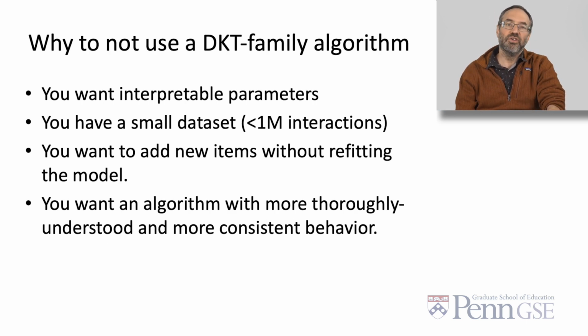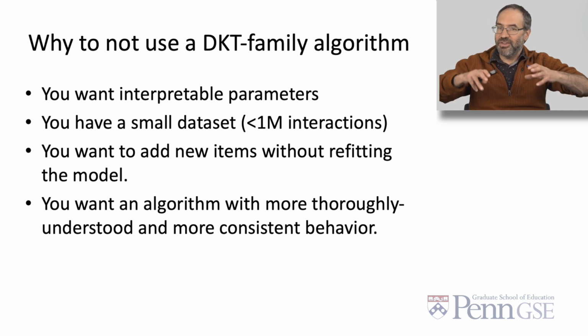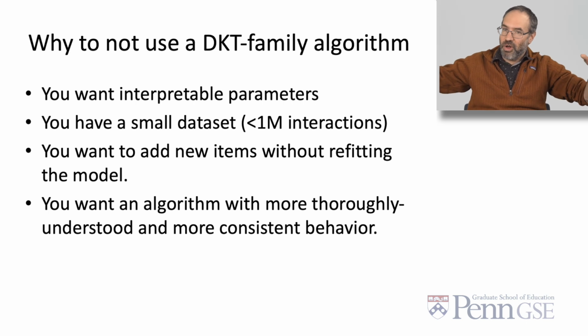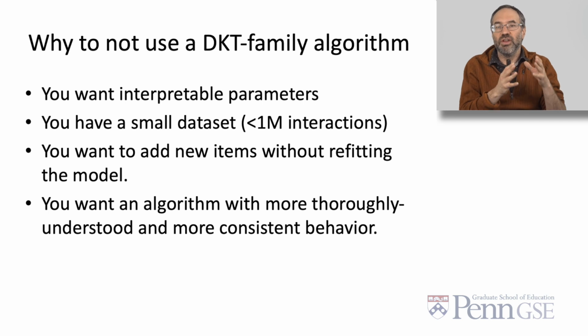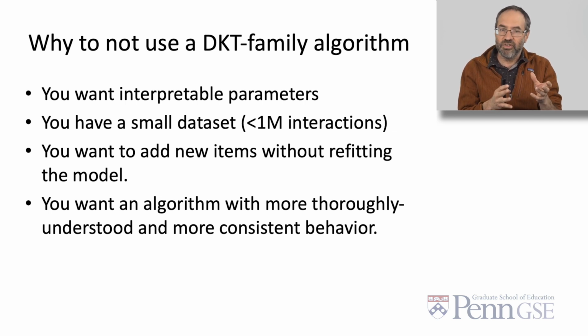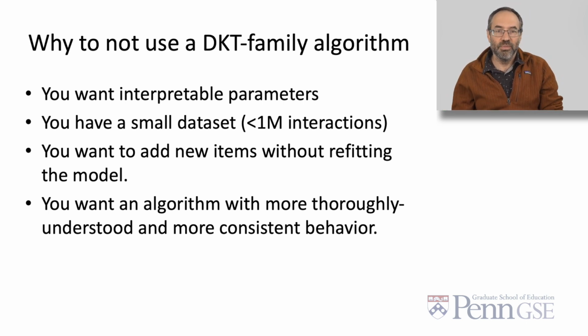But on the other hand, you might not want to use a DKT family algorithm if you want interpretable parameters, or if you have a small dataset, and it's a pretty big definition of small: under 1 million interactions counts as small here. And you may remember that Slater and Baker showed that you could get decent prediction even for the most stringent case for BKT with 250 students and 6 actions per student. That's what, a little over 1,000? 1,500? Very different from 1 million.